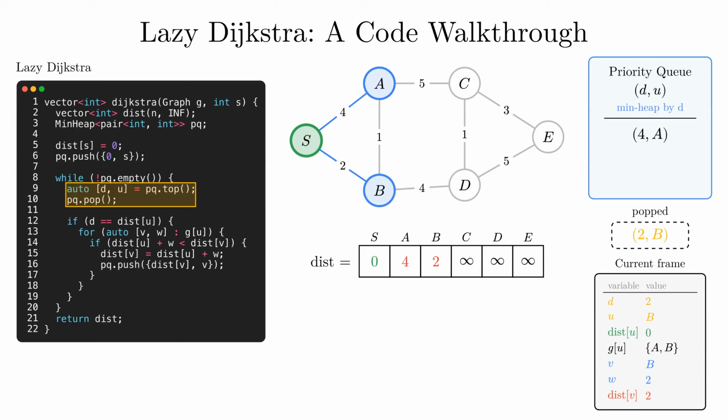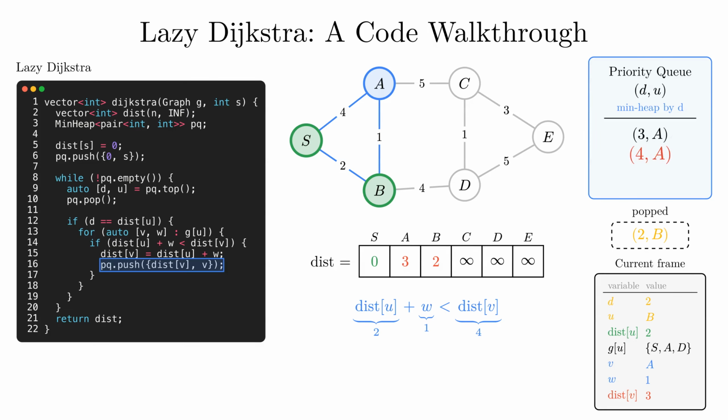Top returns the heap's minimum, which is 2, B, and pop removes it. The popped distance matches B's distance in the distance array, so B is finalized at 2. Going back to S cannot help, because S is already finalized at 0. But the edge to A costs only 1. 2 plus 1 is 3. Better than the 4 we already had. So we push 3, A.